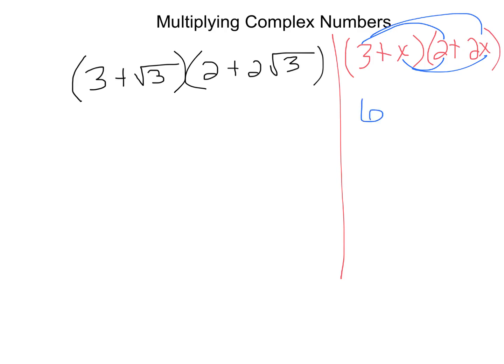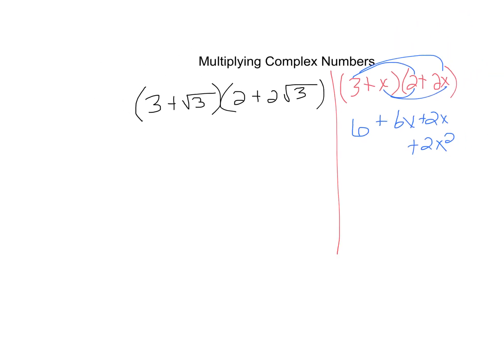So we get 6 plus 6x plus 2x plus 2x squared. I had to come down a little bit. I should have just zoomed out. Right? And then we combined our like terms. So we got 6 plus 8x plus 2x squared.